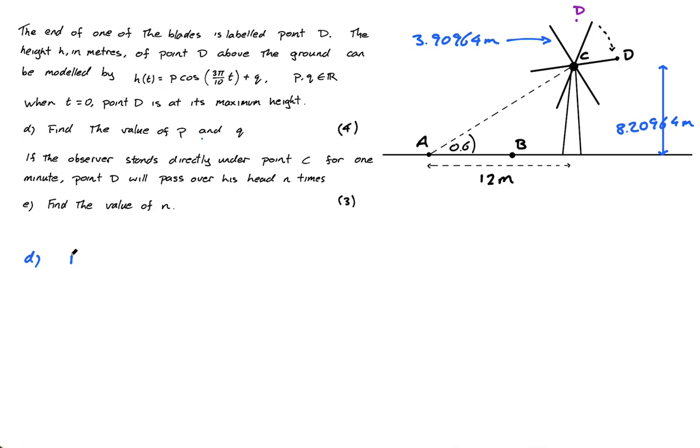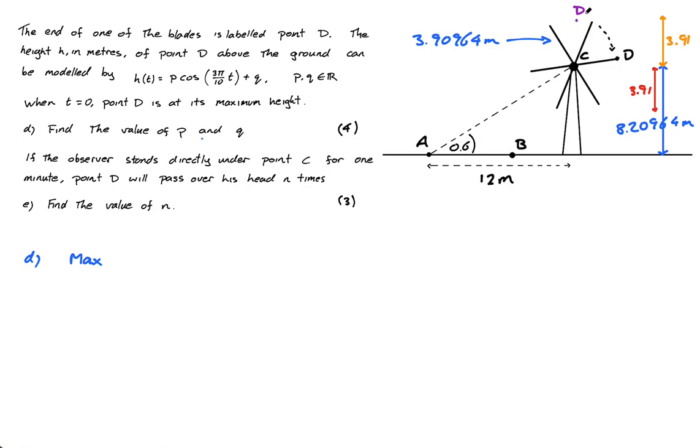Now its maximum, I'm going to write this down. Its max, if you think about it, is just going to be this plus this. But we know that this is 3.91, let's say. We know this is 3.91. And its minimum is just going to be this minus this, because this is 3.91. This is the height of the blades.